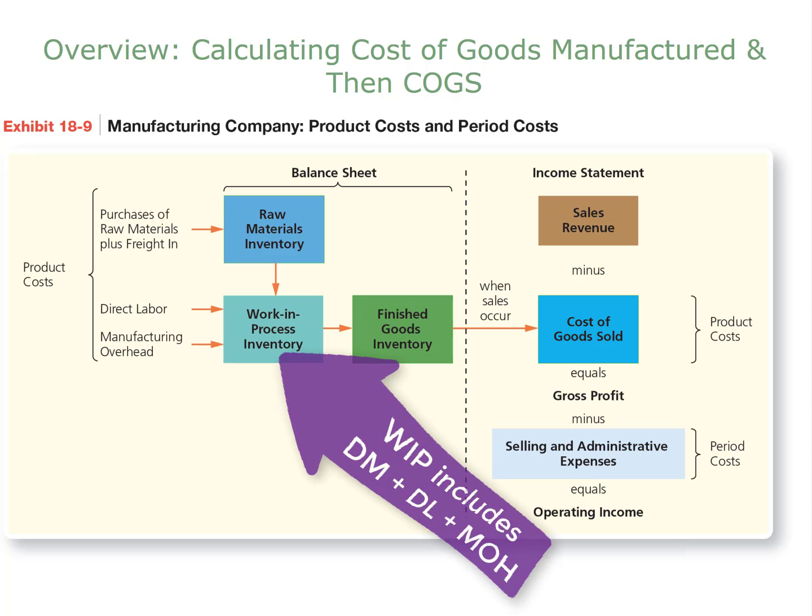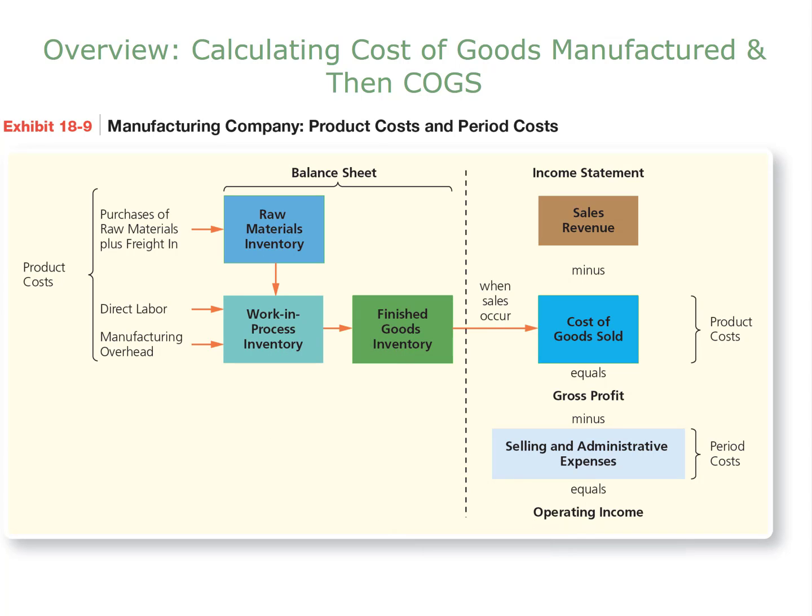Then, when guitars are finished, the costs are transferred from work in process inventory to our finished goods inventory account. These are the guitars that have been finished but not yet sold. Then, when the guitars are sold, the costs are transferred from finished goods inventory to the income statement expense account called cost of goods sold. Notice cost of goods sold is a product cost.